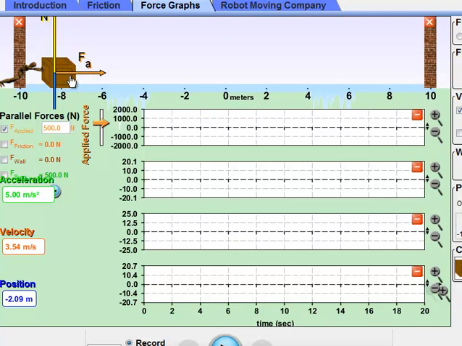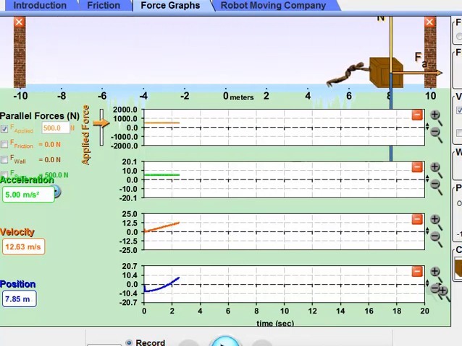It's not moving right now because I haven't pressed this little start button. I don't know if you can see it, there's a little start button right down here. When I press it, this object should accelerate across. We have some graphs here that will record the applied force, that's what this little a stands for. This will get us the acceleration, the velocity, and then the position. So let's take a look at this.